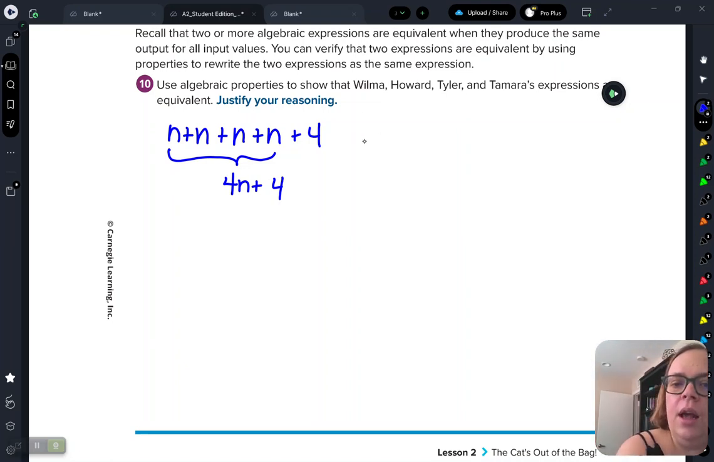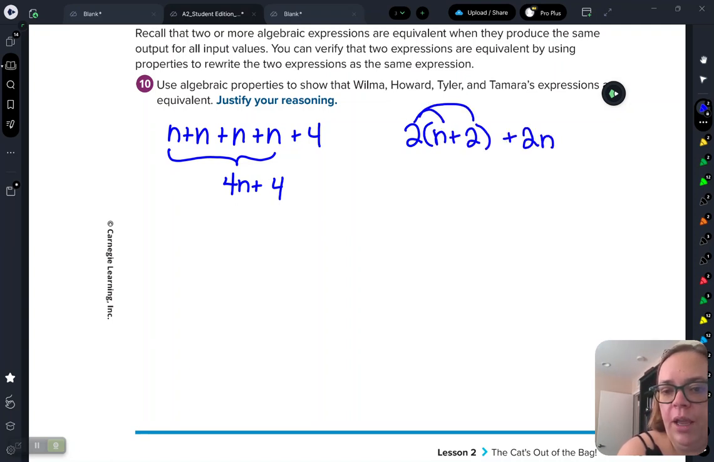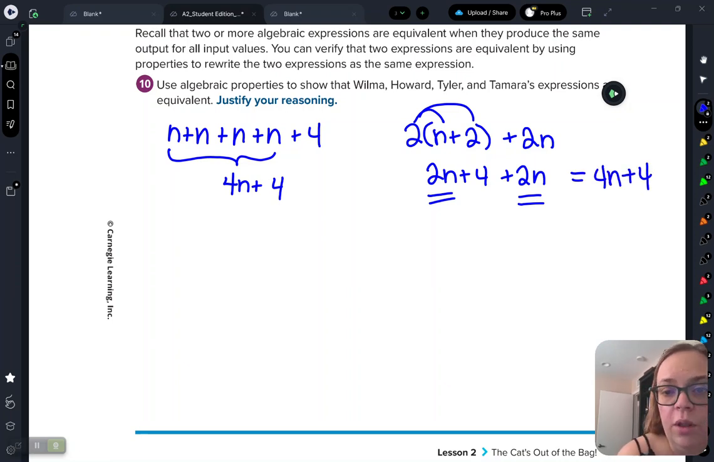Okay, let's take the other one, 2n plus 2 plus 2n. We can use the distributive property. Get 2n plus 4 plus 2n. Then you can combine like terms to get 4n plus 4. Same thing, it's getting Wilma's again.